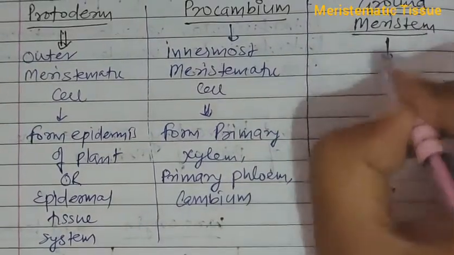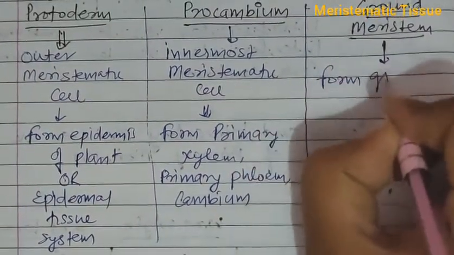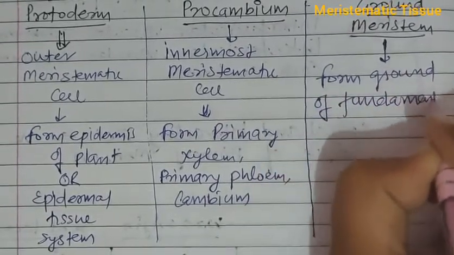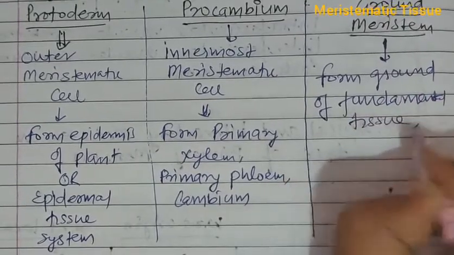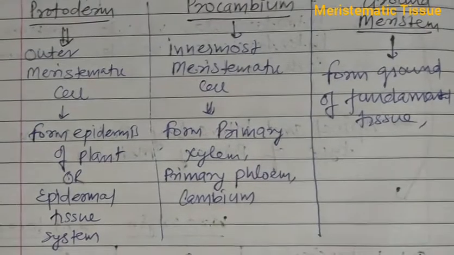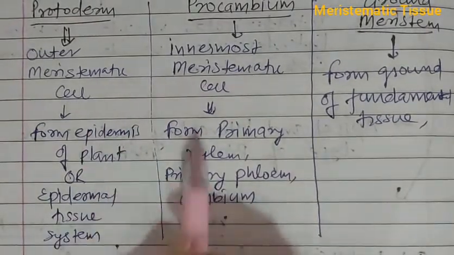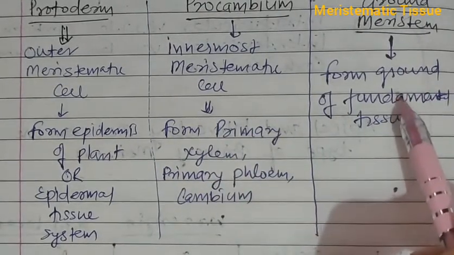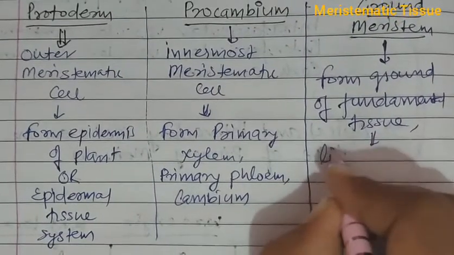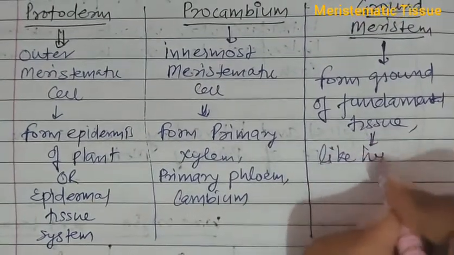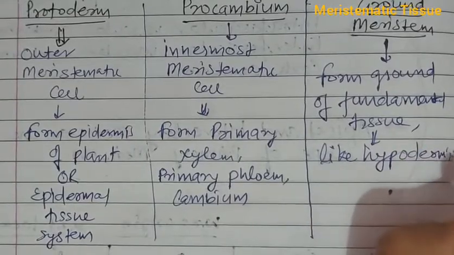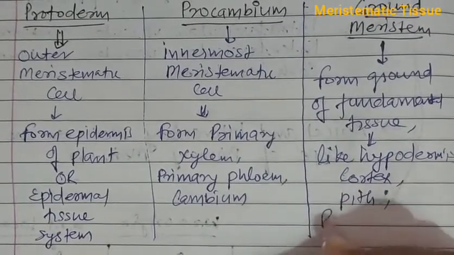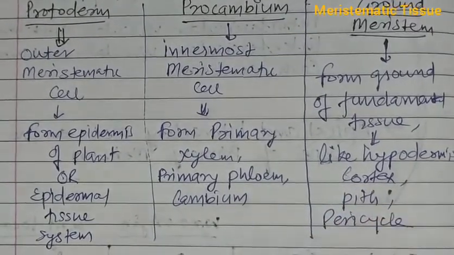fundamental tissue. They form ground or fundamental tissue, which is present between the epidermal tissue system and the primary xylem or vascular tissue system, that is the fundamental or ground tissue system. And these tissues are like hypodermis, cortex, pith and pericycle. So that is formed by the ground meristem.